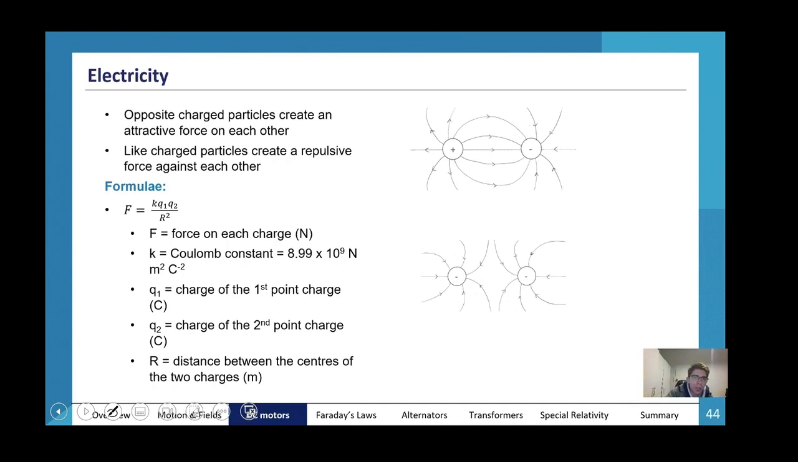Second of all, let's talk about kQ1Q2 divided by r squared. In this case, we are referring to the fact that if we're looking at a proton and an electron revolves around a proton, we can use this formula to find the electric force which is being applied on the electron by the proton, and obviously the force that the electron applies on the proton.